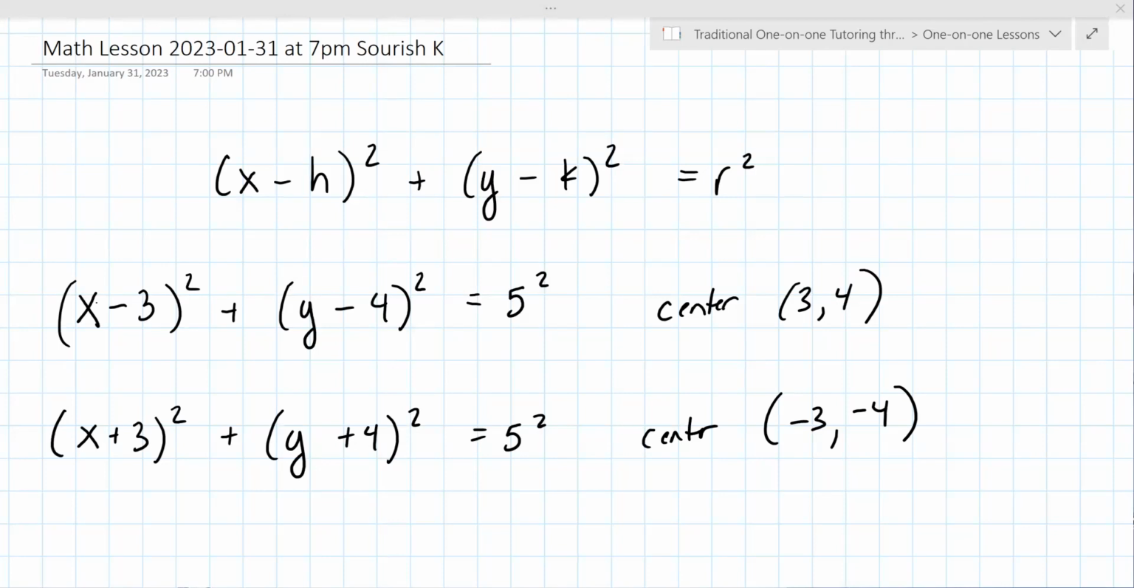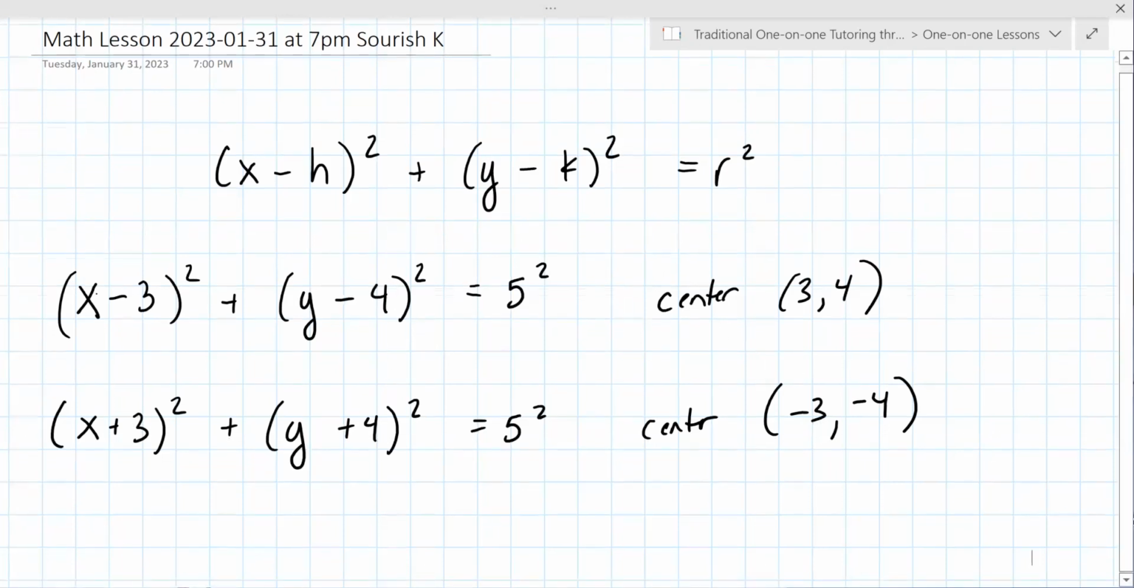So I'm asking you, Sourish, to tell me why the center in the first one is (3, 4), and the center in the second one is (-3, -4). That's because the +3 and the +4 subtract, so it has to be negative. Okay, so it's always the opposite sign, right? Good. I agree with that.